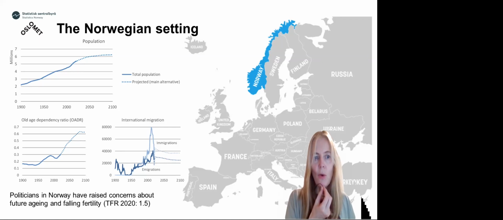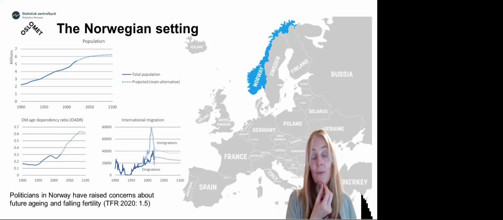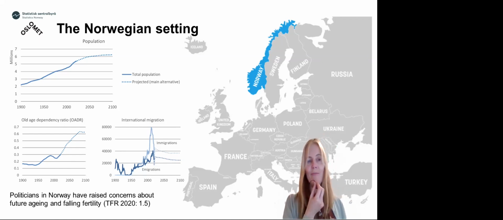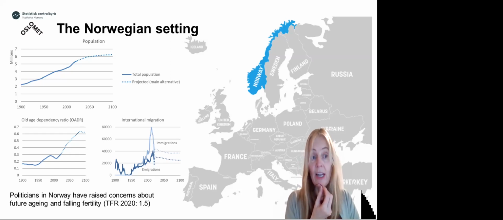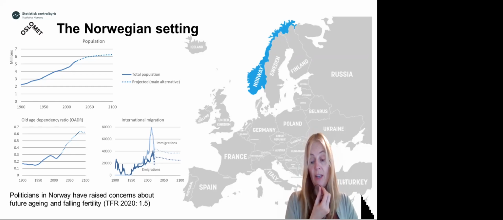Further down, you see the old age dependency ratio, which we define as the number of persons above age 65 divided by the number of persons 20 to 64 years old. And you see that this one is projected to increase quite a lot in the years to come. And this has caused worries for politicians in Norway, who are also worried about the declining fertility rates of Norway. It has declined from a TFR of about 2 children per woman in 2009 to 1.5 in 2020.